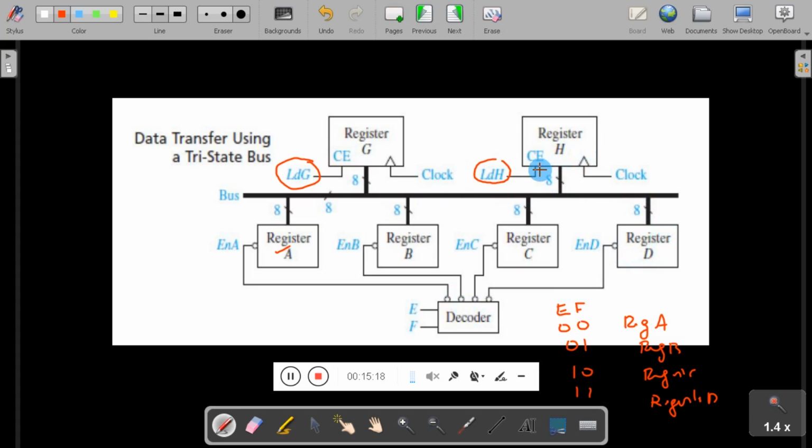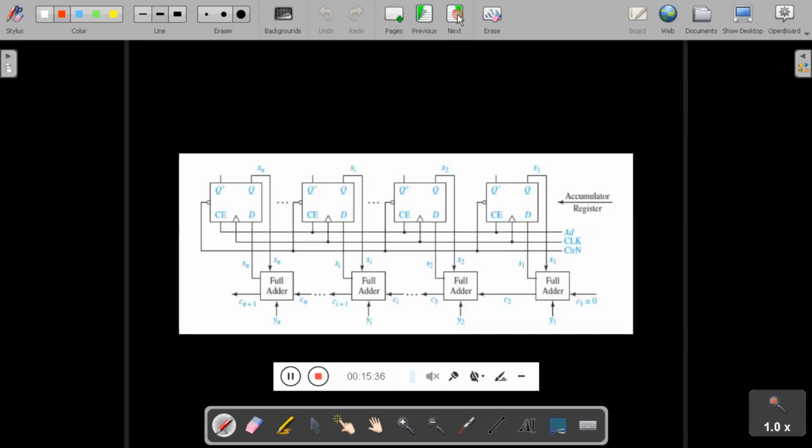So in this way, data will be transferred from the input to the output. It is a common operation in data transfer between registers. So I have explained this with two to three scenarios. Now we will move to the next session. In the next session, you will see the accumulator with the full adder. Thank you.